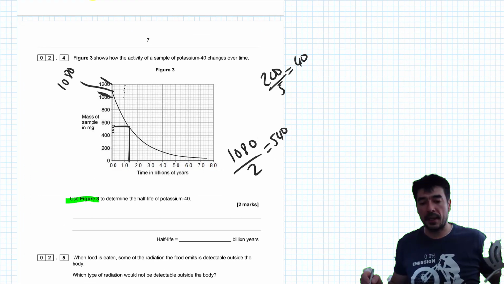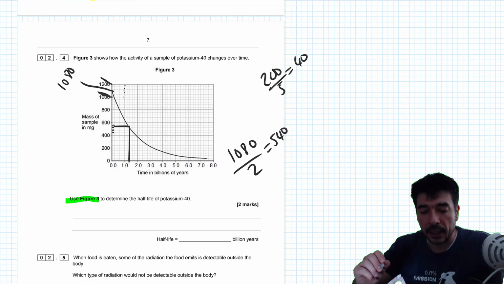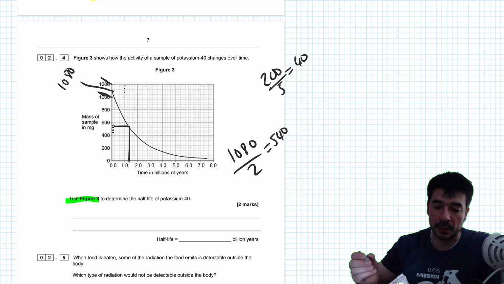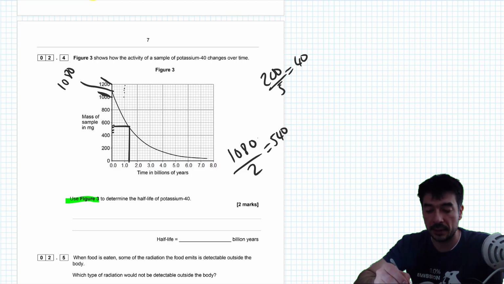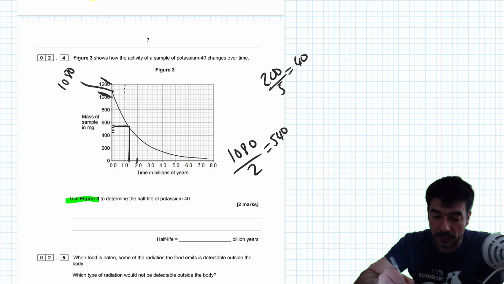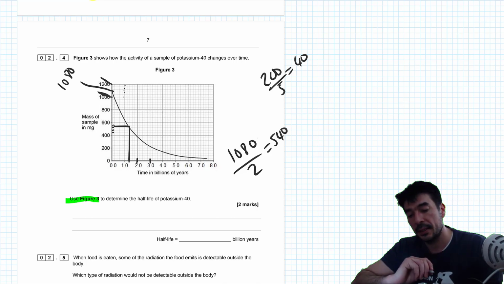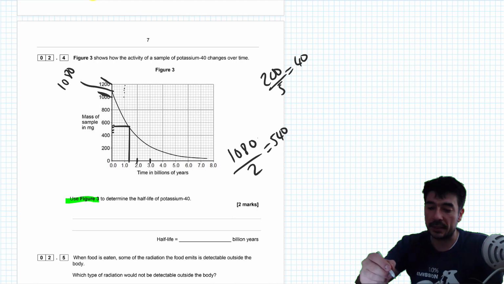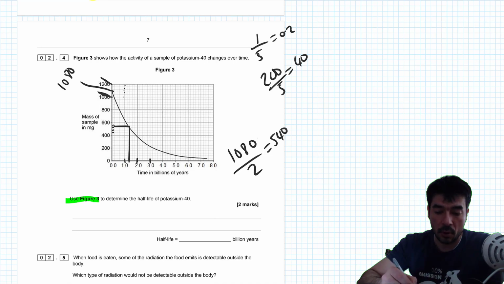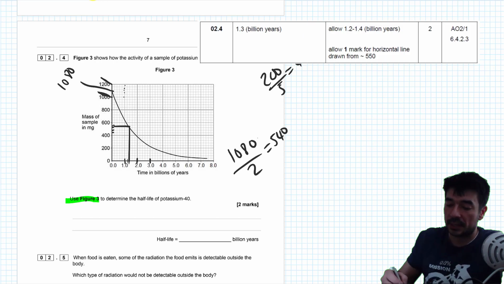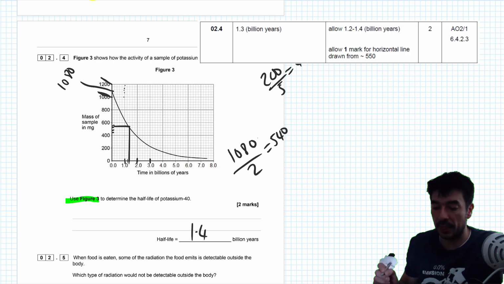Right. Okay, now I need to work out what the bottom squares are worth as well. So we go from 2 billion to 3 billion in 5 squares. So that makes each little bit 1 divided by 5, which is 0.2. Each little bit is worth 0.2. So this is 1.2 and 1.4. So the answer is 1.4 million years.